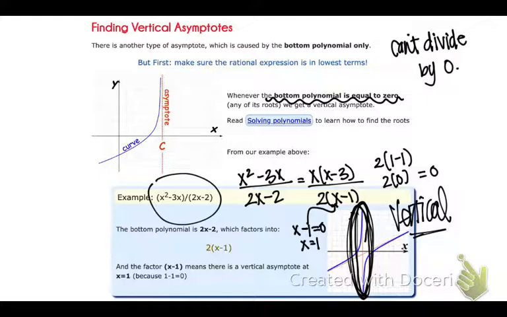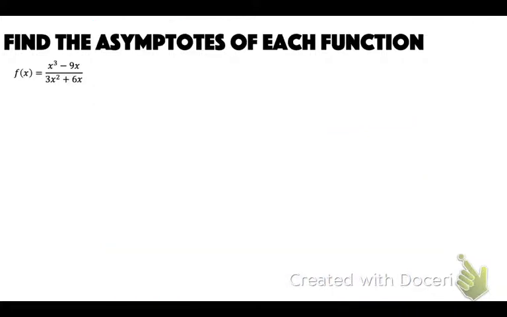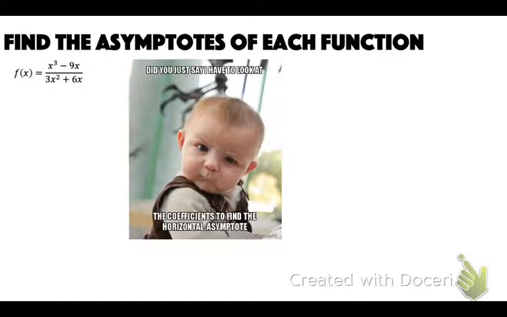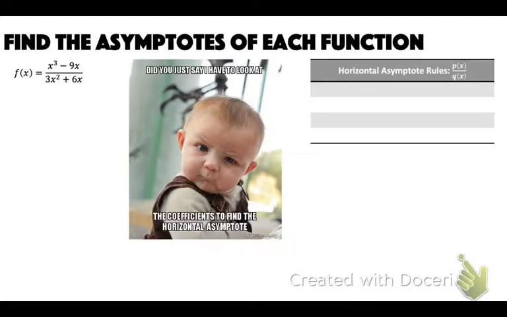Okay, let's go through some examples now that we have talked about that. We want to find the asymptotes of each function. The first thing we're going to do is find the horizontal asymptote. Did you just say I have to look at the coefficients to find the horizontal asymptote? Yes. Write this table down.